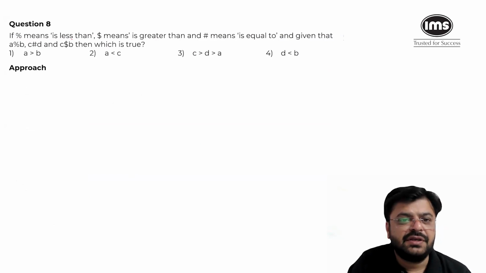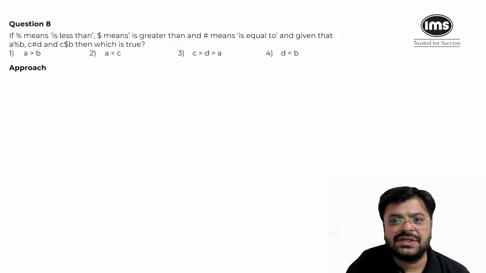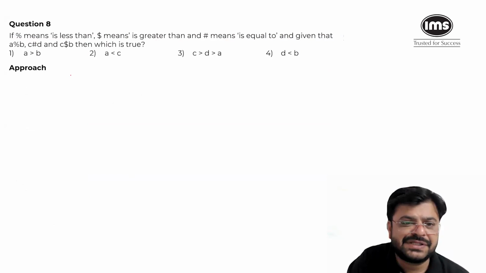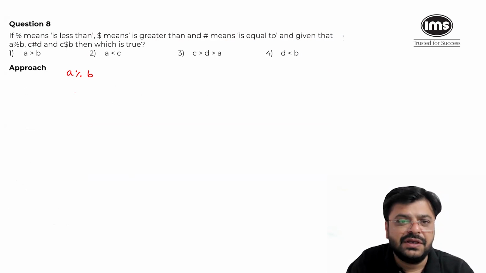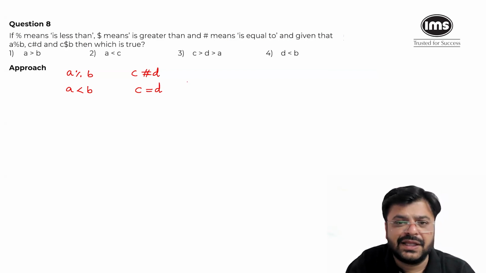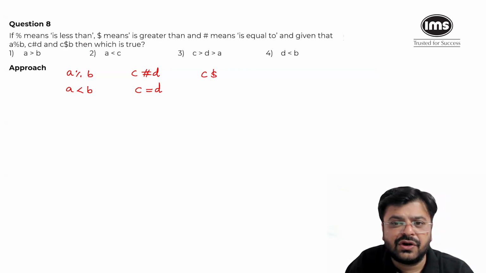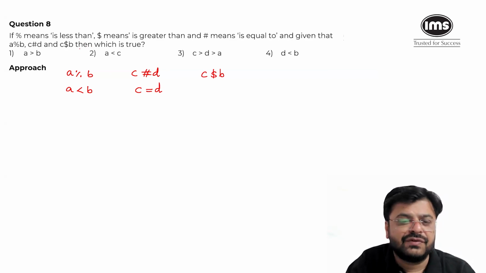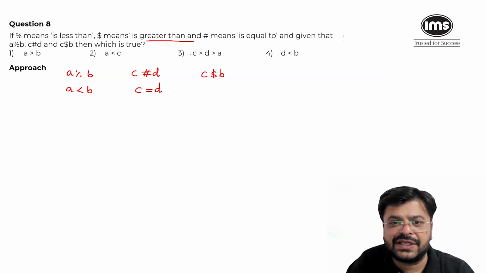If percentage means less than, dollar means greater than, and hashtag means equal to, and given that A% B, so A% B would mean A is less than B. Then we have C hashtag D, which means C is equal to D. And then C dollar B, which means C is greater than B.